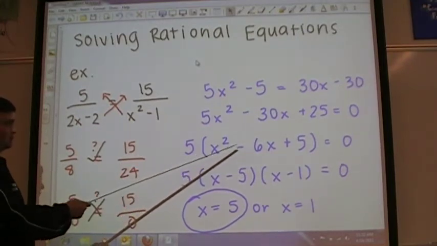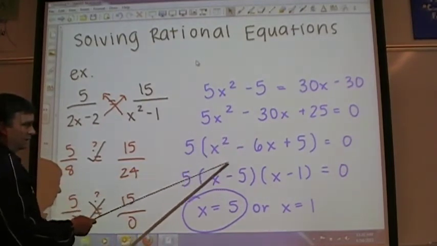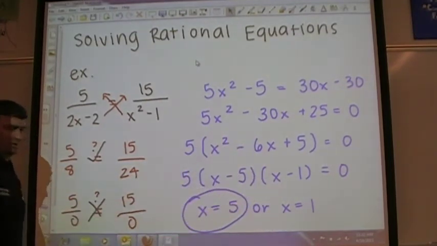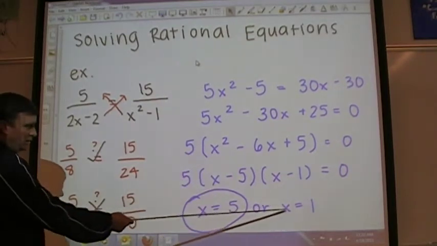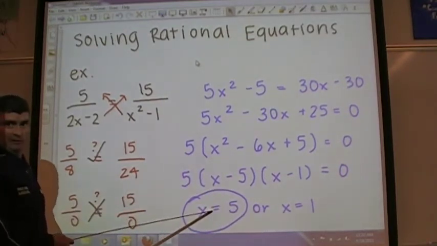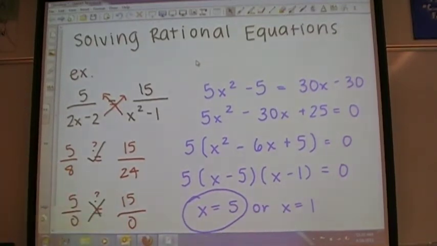So I'm left with x squared minus 6x plus 5. This trinomial can be factored down further to x minus 5 and x minus 1. And from there you get your two possible answers. X could be 5 or x could be 1. So you got to test them both to see which one works.